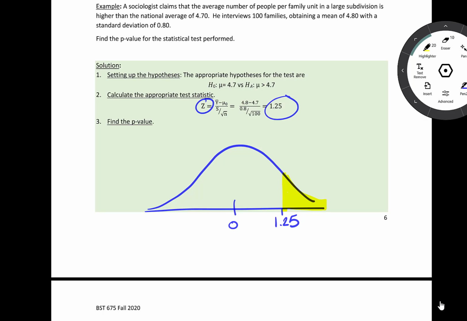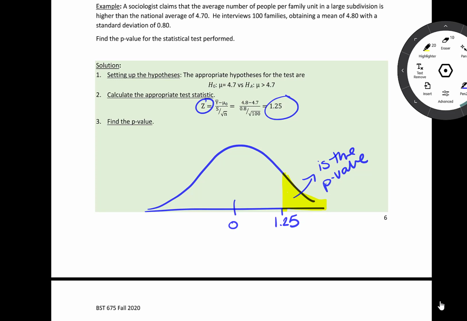Since this is a right tail test, when we say more extreme than 1.25, that is going to go to the right. Of course, in a left tail test it would go to the left, and a two tail test would go on either side. So this area right here is the p-value. And then again, to find this, we would use software. You could use a calculator, you could use a table, but any of those.